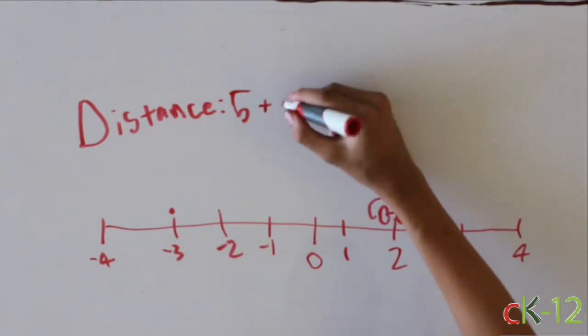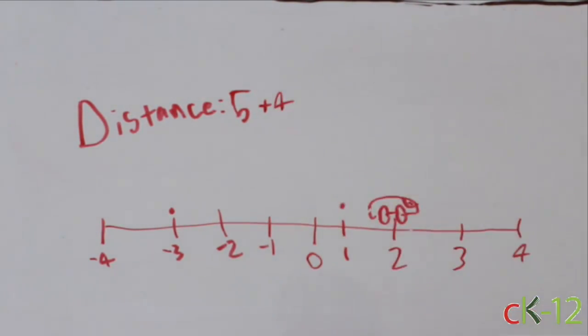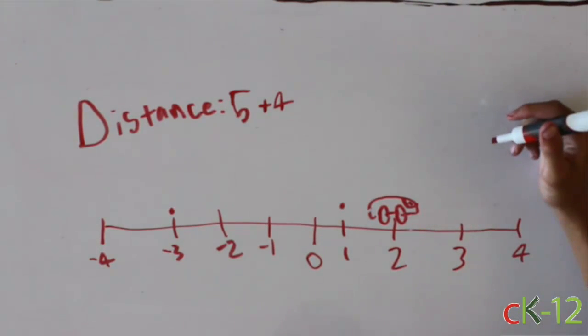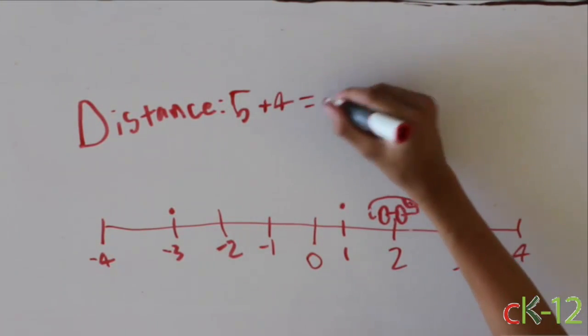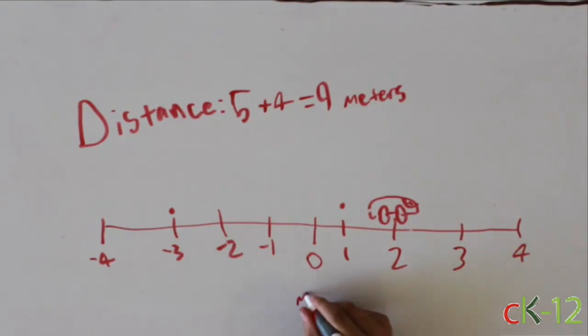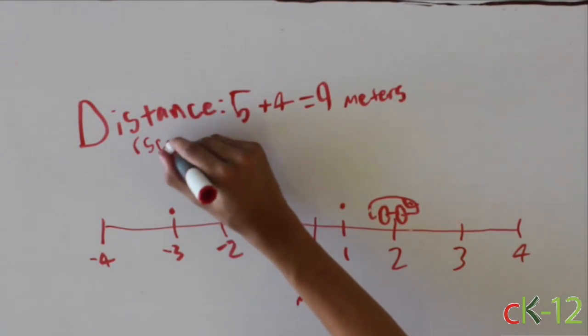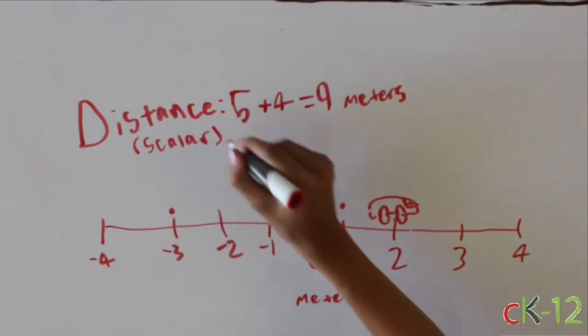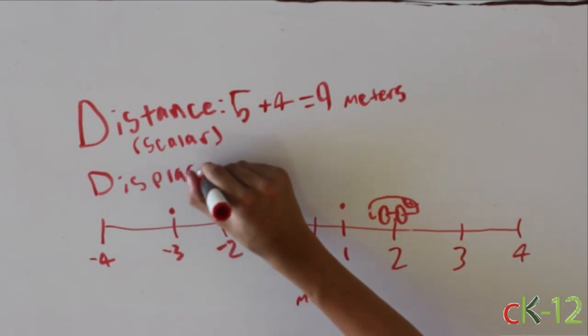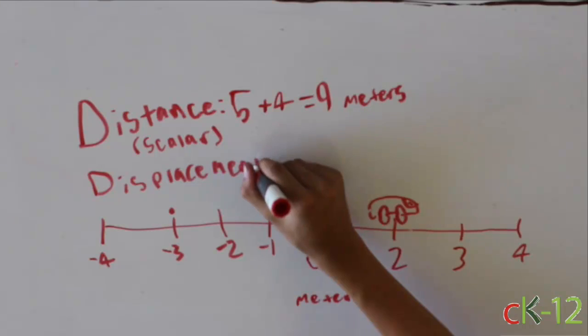In measuring distance, the direction of movement does not matter. So if it originally moved 5 meters, then moved another 4, the total distance traveled is 9. Distance is a scalar measurement because it only measures magnitude, not direction. Displacement, on the other hand, is a vector because it measures distance and direction.